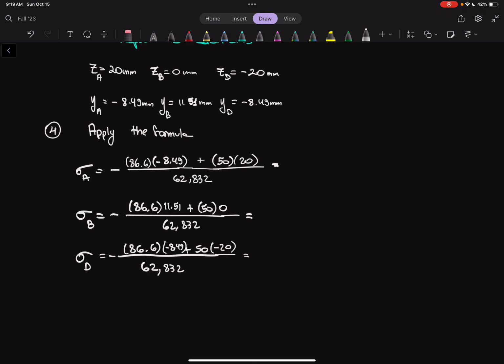So we now input these things into the calculator. Let's see what we get. So we're going to do the minus open parenthesis 86.8 times the negative of 8.49 plus 50 times 20 divided by 62832. And what I get is what?